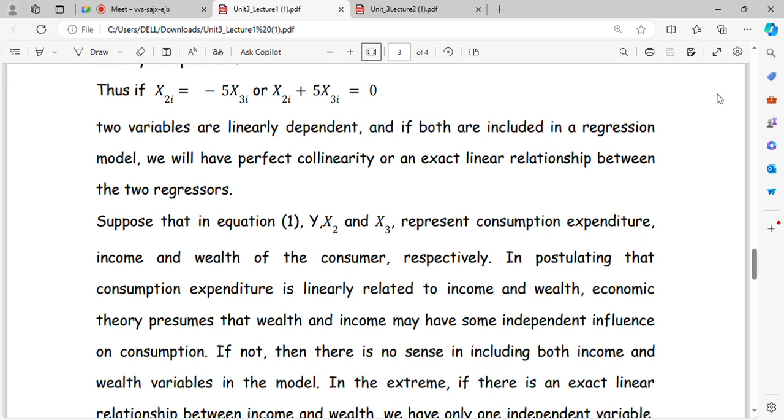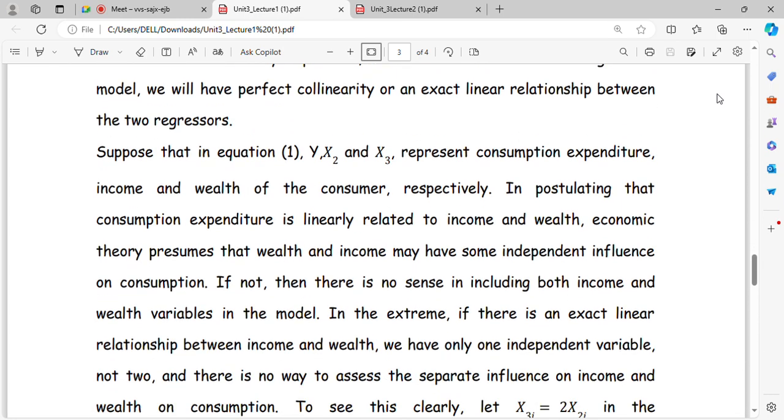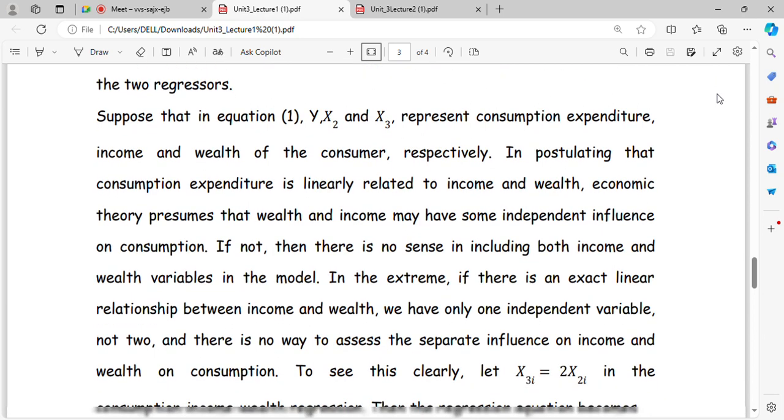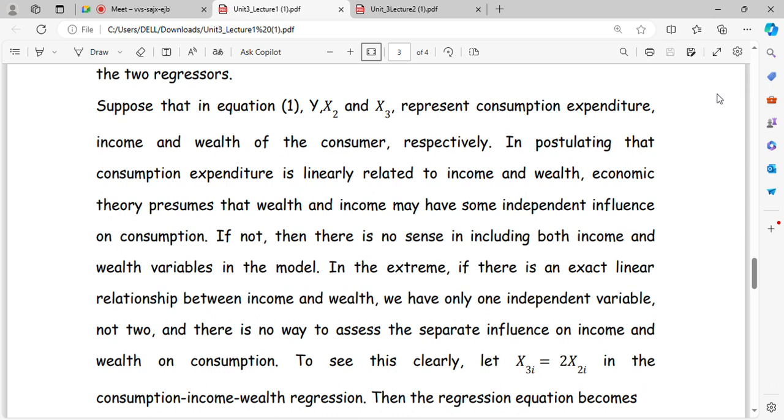If there is a correlation between income and wealth, let's say wealth equals income squared, then there is no requirement of adding both the variables in the model. In the extreme, if there is an exact linear relationship between income and wealth, let's say income equals 5 times wealth, or wealth equals 5 times income, then it is not required to use both the variables in the model. We have only one independent variable and not two, and there is no way to assess the separate influence of income and wealth on consumption.